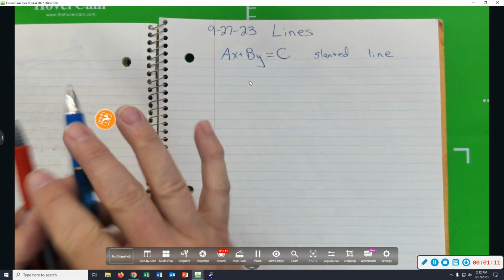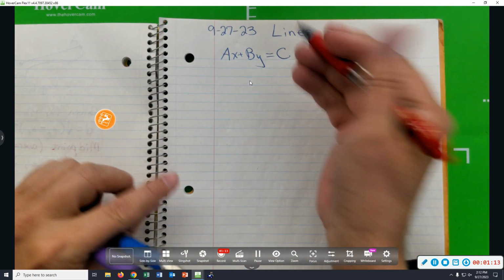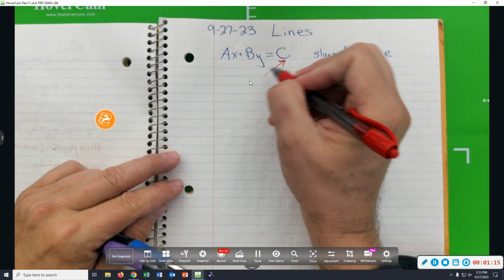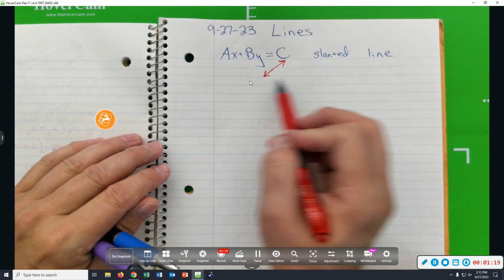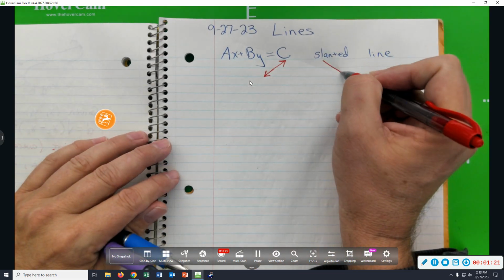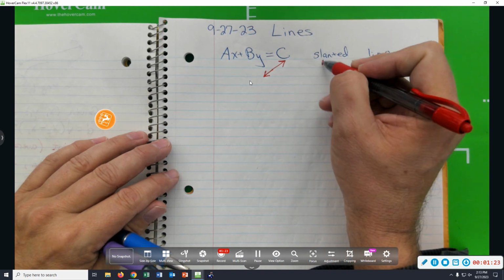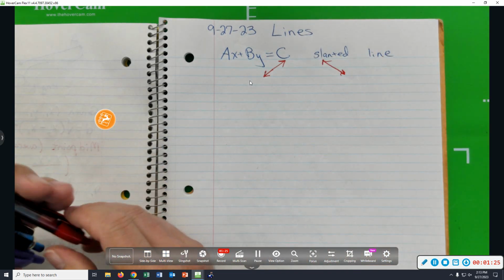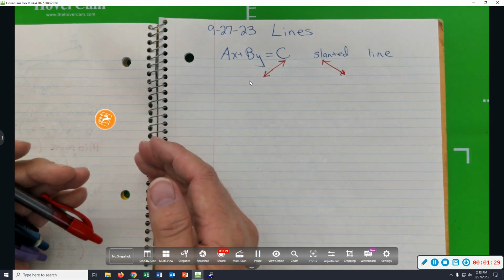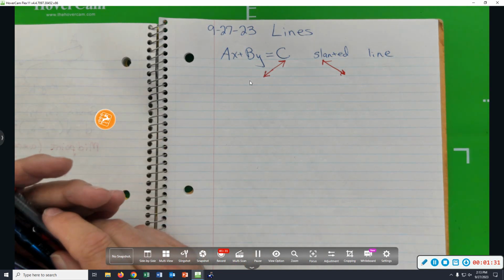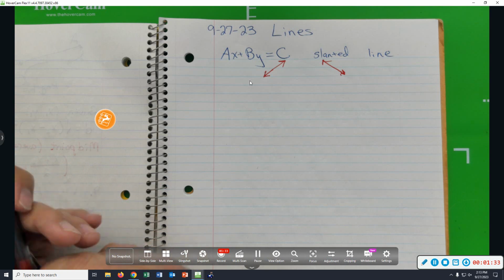A slanted line, by that I mean it's either rising, by rising I mean going up from left to right, or falling. Slanted lines have two variables, x and y. There are a couple of special cases I wanted to mention also.